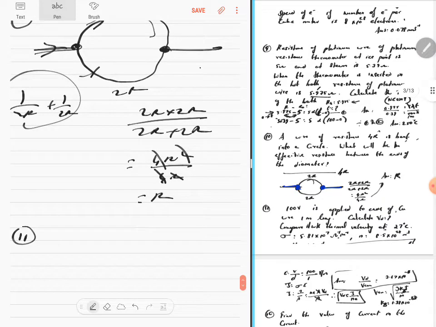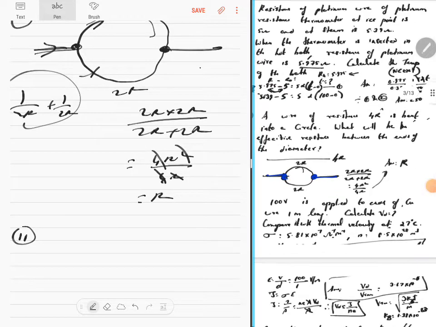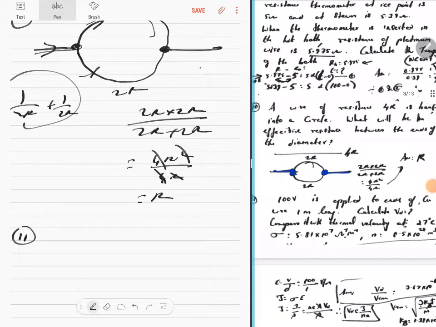That was a direct question. Yeah, yeah. So the 11th question: a 100 volt is applied to the ends of a copper wire, 1 meter long. A 1 meter wire, a 100 volt is applied.